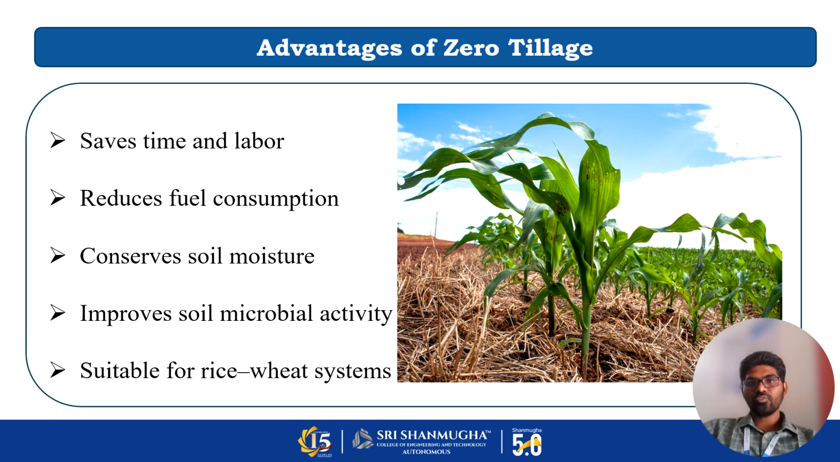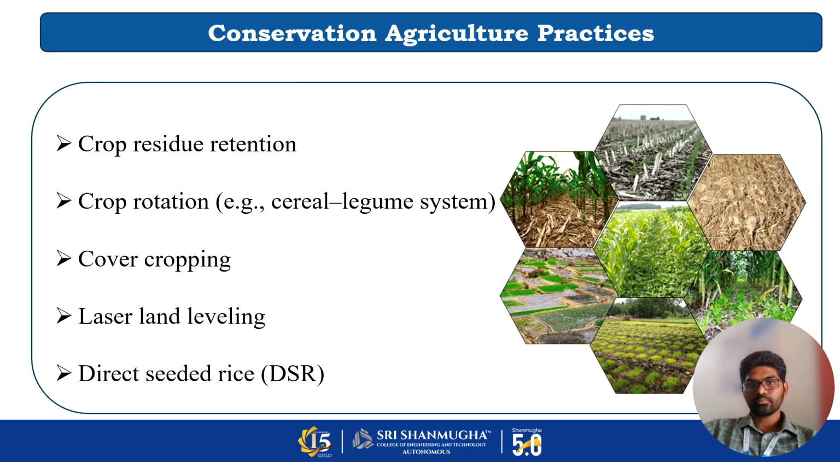Next is the advantages of zero tillage. Zero tillage saves time and labor, reduces fuel consumption, conserves soil moisture, and improves soil microbial activity. It is highly helpful in the rice-wheat cropping system. Conservation agriculture practices include crop residue retention, crop rotation, continuous cover cropping, laser land leveling, and direct seeded rice. These practices help in conserving agricultural resources by increasing productivity and maintaining sustainability.